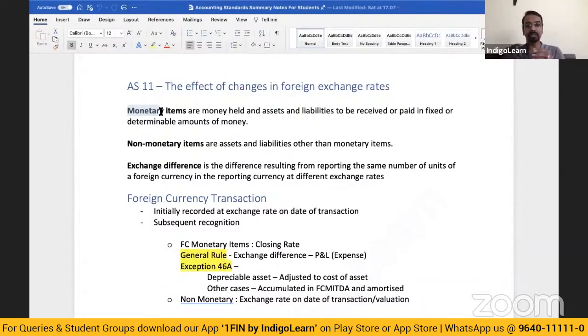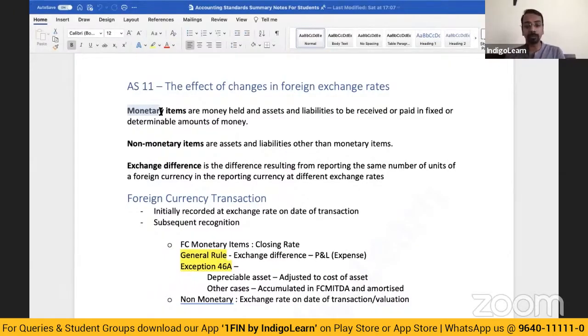For example, there is a debtor. That debtor has to pay you 1000 rupees. Is this 1000 rupees fixed? Yes, it is obviously fixed. It is not going to change. Maybe the debtor may become a bad debt, then that's a different thing. But can you say tomorrow that the debtor will pay me 1500? You cannot say that because the amount is fixed. Such items are called monetary items.